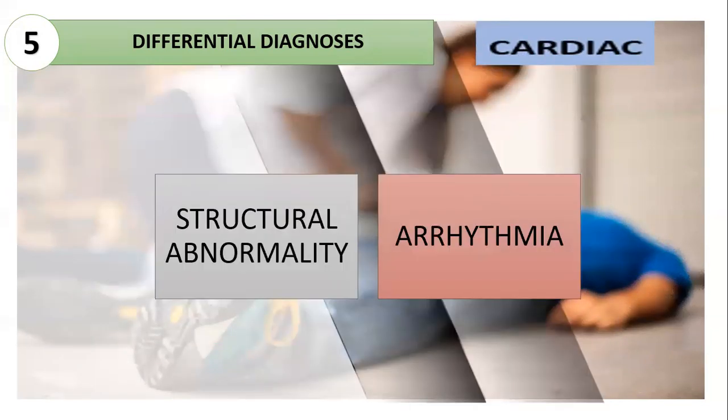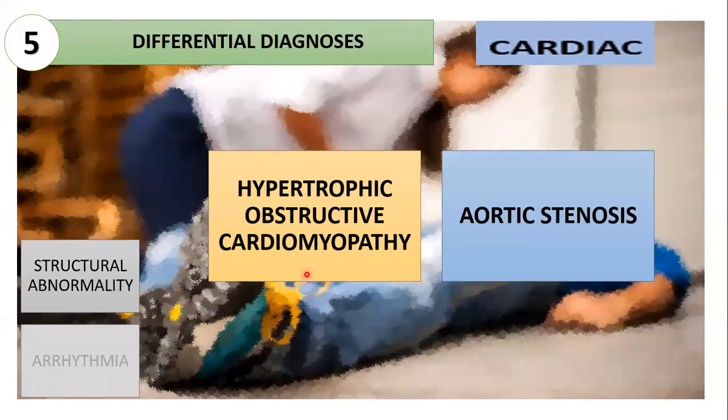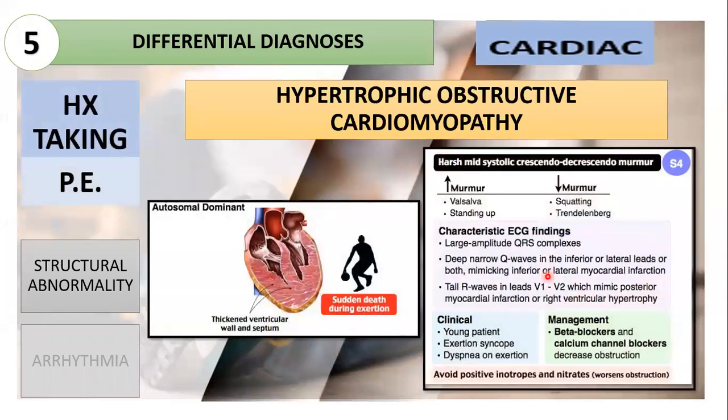Under cardiac, we subcategorize it to structural and rhythm abnormalities. As for structural, I would like to highlight these two: hypertrophic obstructive cardiomyopathy and aortic stenosis. Let's go first to hypertrophic obstructive cardiomyopathy or HCM. It is the pathologic thickening of the ventricular wall and septum, as you can see here.